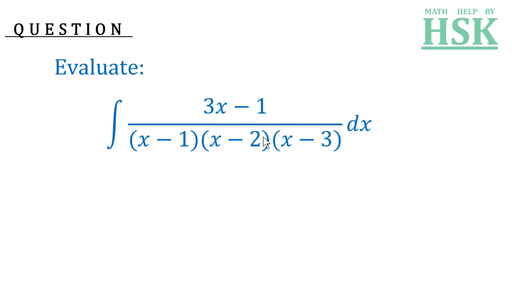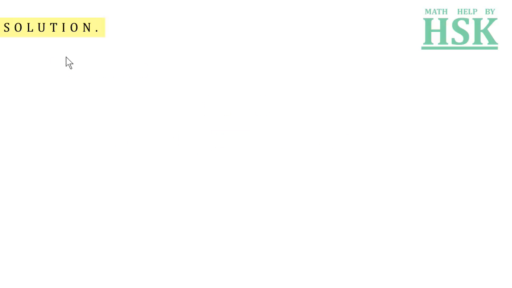The question is, evaluate the integration of the function (3x minus 1) upon (x minus 1)(x minus 2)(x minus 3) with respect to x. Now to solve this question, first of all, I see that the given function is in the form of a linear expression, and in the numerator and denominator the function is in the form of a linear factor.